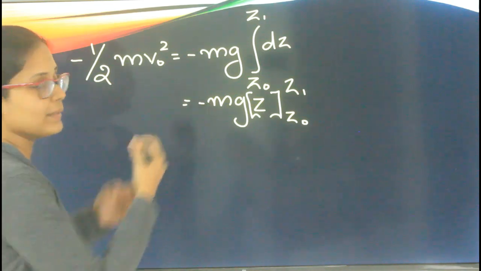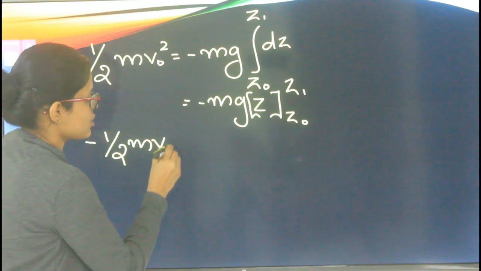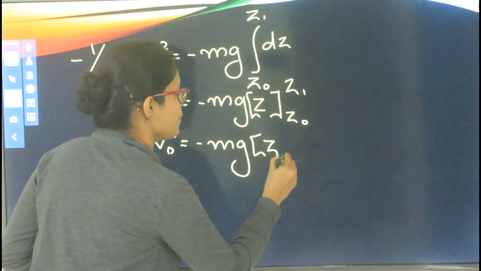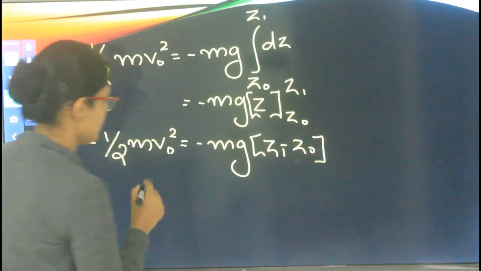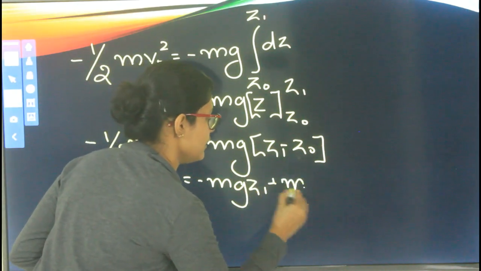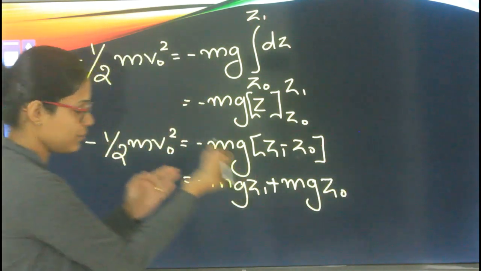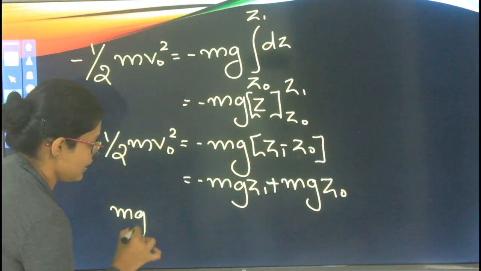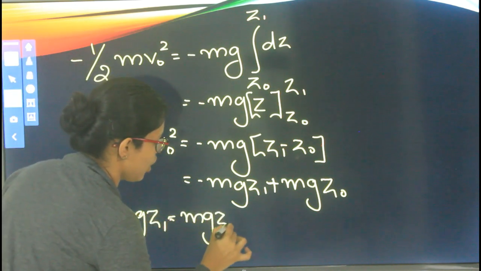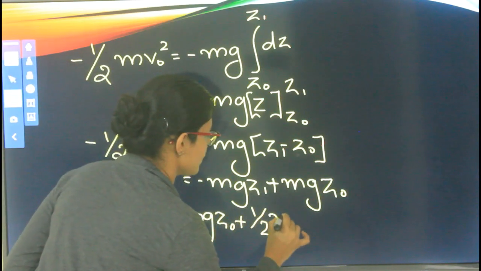Next, just apply the upper and lower limits. Minus half m v0 square is equal to minus mg times upper limit minus lower limit. It is equal to minus mg z1 plus mg z0. We can take this term to the LHS, that is mg z1 is equal to mg z0 plus half m v0 square.